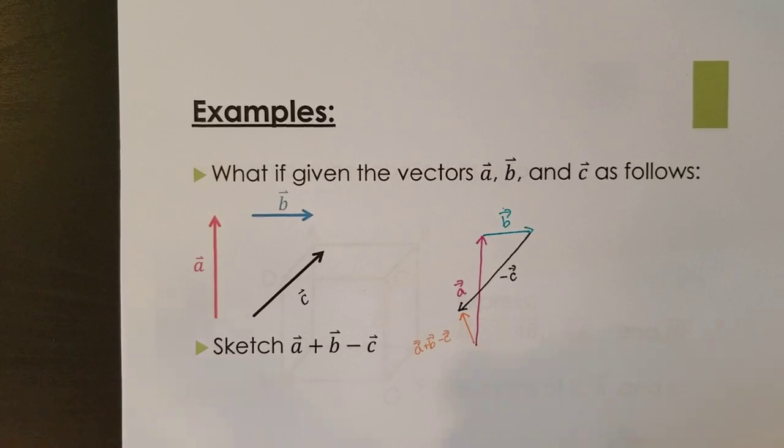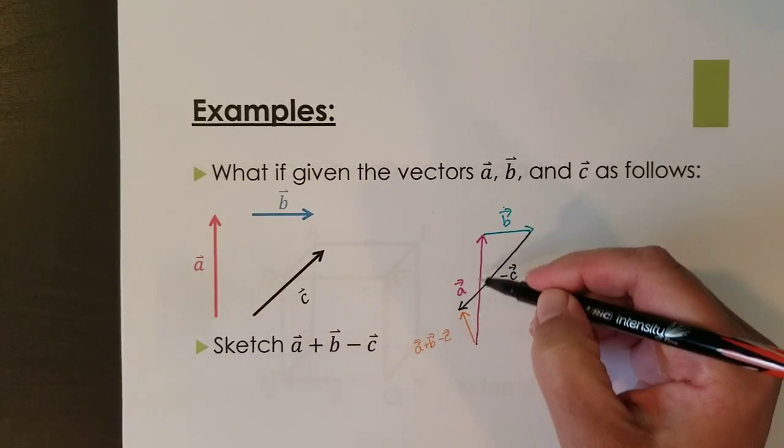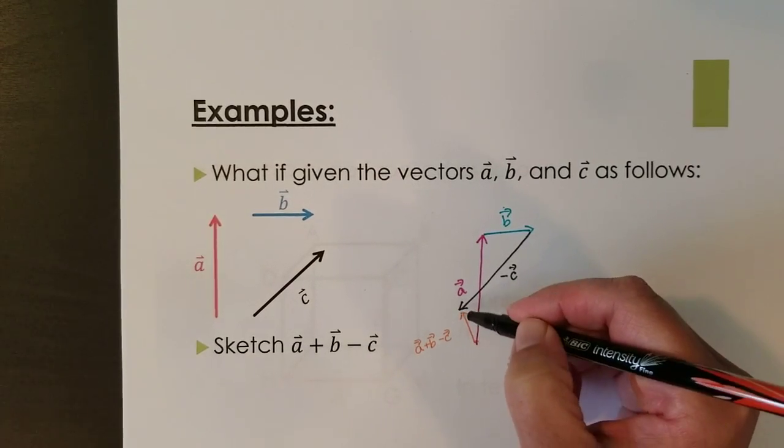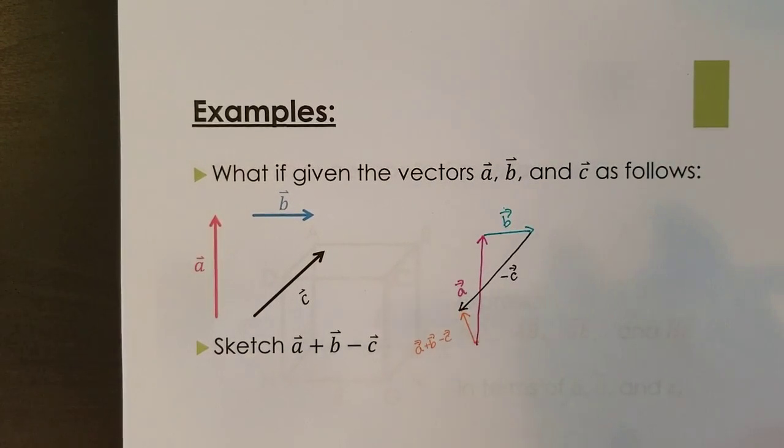So if you kind of add up all of those, so it's like going along positive A, positive B, and then negative C, where did you start from and where did you end up? You draw in your new vector there.